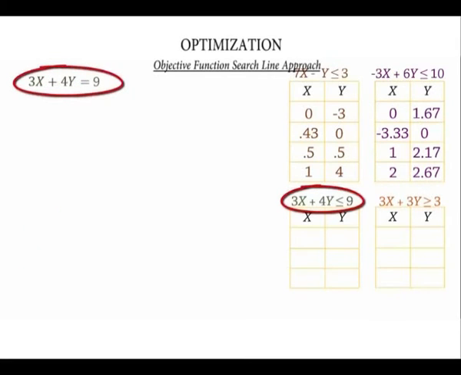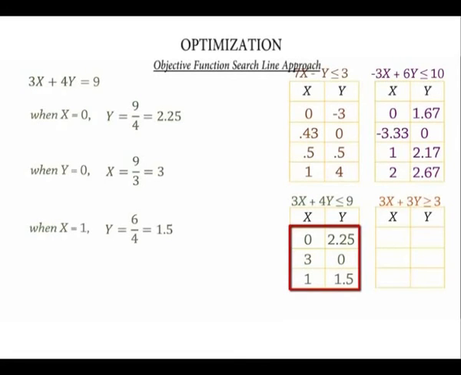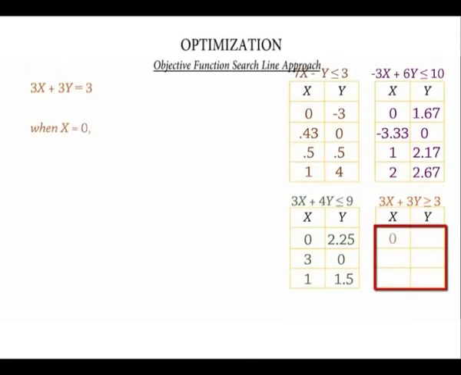Third constraint, 3x plus 4y is 9. When x is 0, y will be 2.25. And when y is 0, x is 3. Let's try one more point. When x is 1, y is 1.5. That's better. Lastly, C4, 3x plus 3y is 3. When x is 0, y will be 1. And when y is 0, x will be 1. That's simple. The non-negativity constraints are simply the x and y axis.